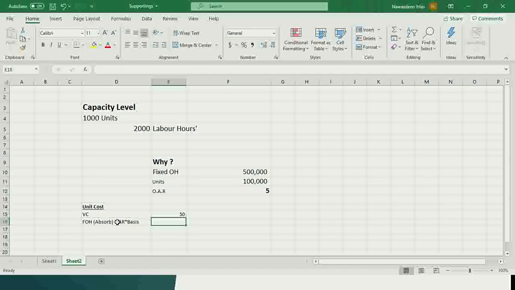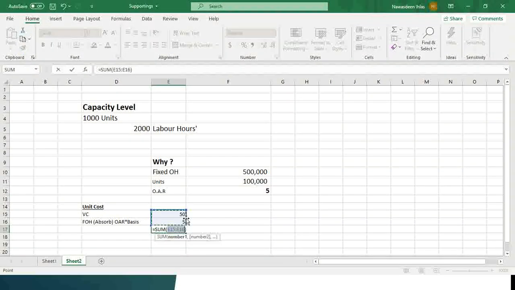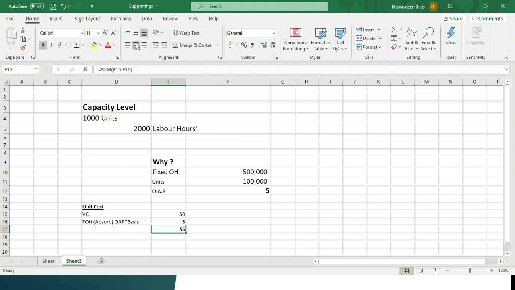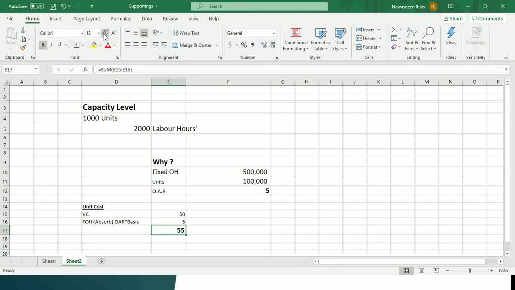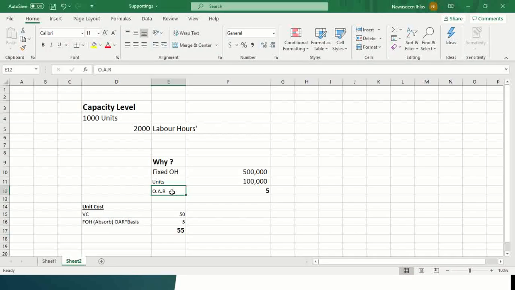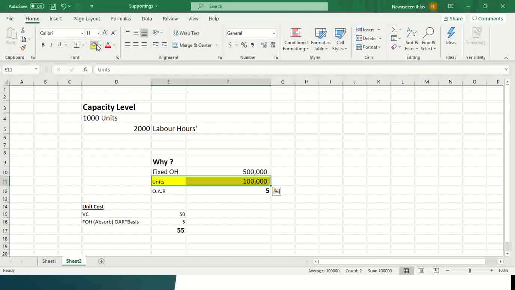So 5 into 1, which means 5 rupees, which means we can find the total cost of that particular product is 55. Understood? Which means to find the overhead absorption rate, or to absorb the fixed overhead into our output or into our production, we want to know the capacity level. So here this 100,000 units is our capacity level.